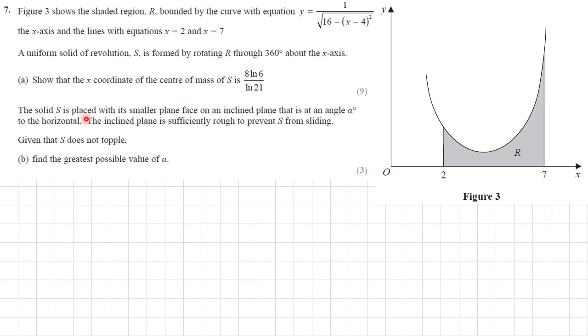The solid S is placed with its smaller plane face on an inclined plane that is at an angle alpha to the horizontal. The inclined plane is sufficiently rough to prevent S from sliding. Given that S does not topple, part B, find the greatest possible value of alpha. Okay, so let's draw a diagram of what's going on.